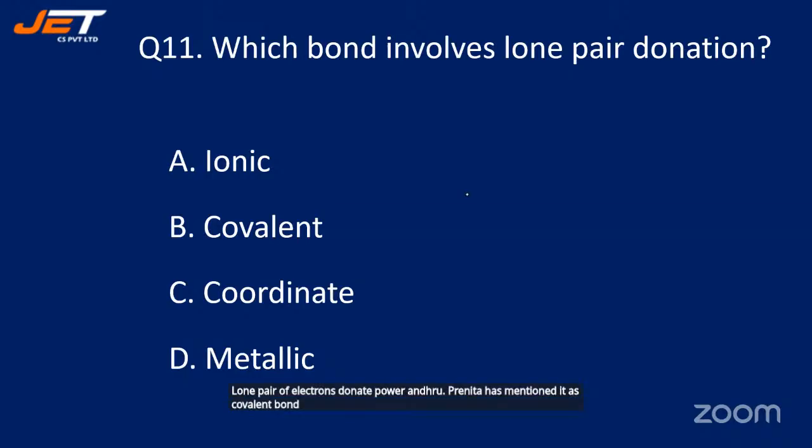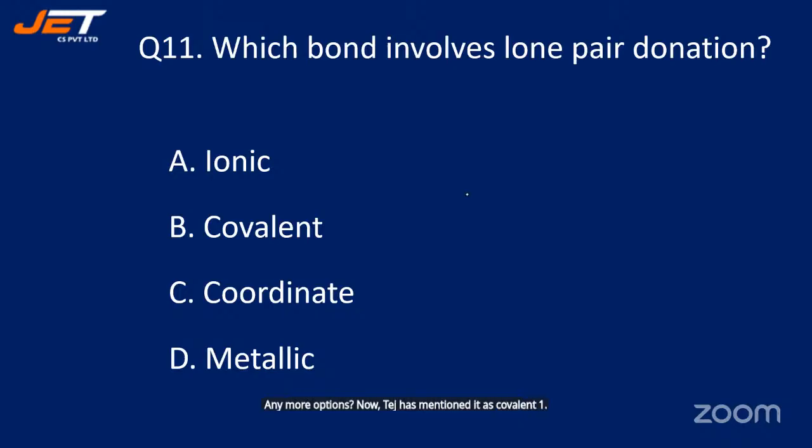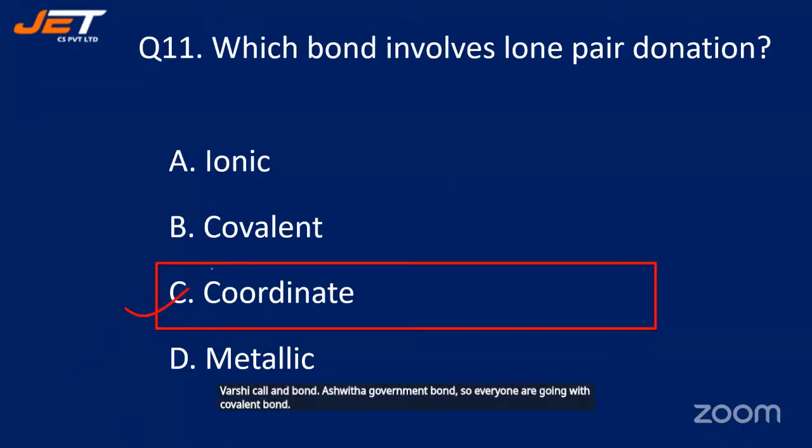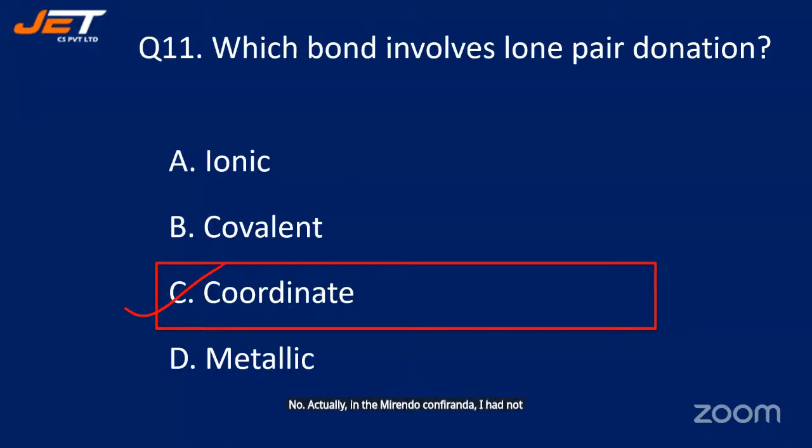Let us see any more options. Navtej has mentioned it as covalent bond. Varshini, covalent bond. Ashwita, covalent bond. So everyone is going with covalent bond. No. Actually, you got confused because I did not explain to you about the dative bond or the coordinate covalent bond. Now I'll tell you the difference between covalent and coordinate covalent.